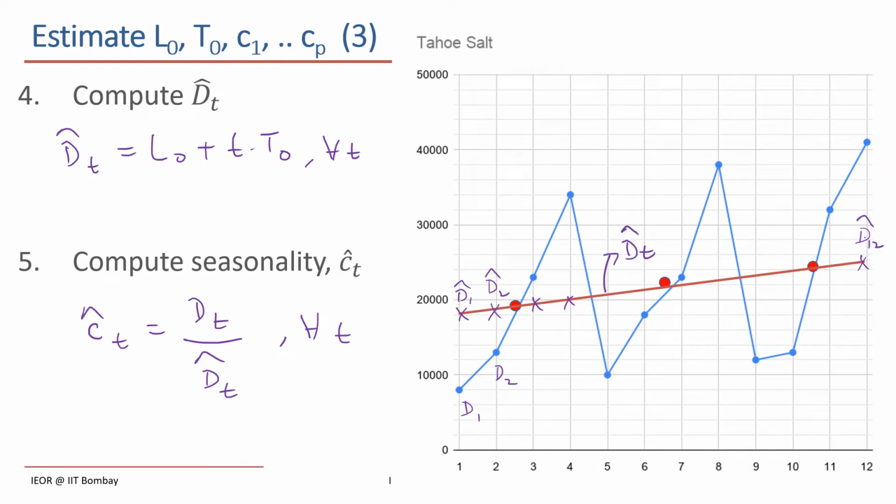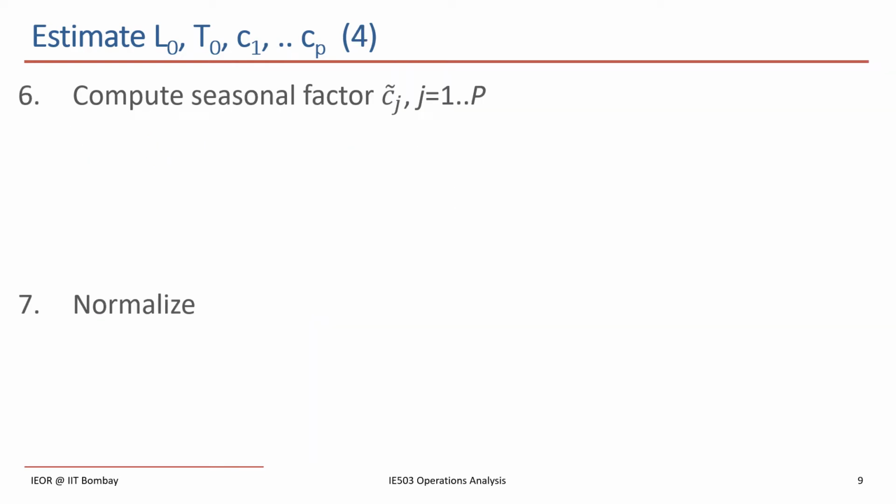Next, step 6 and 7. So by the end of step 7, we'll have the estimates of the seasonal factor coefficients. So before that, we'll do step 6. Now we have to compute the seasonal factor C tilde of j. In C hat of t, I will get the seasonal component of all values of t. So in the seasonal factor C tilde of j, what you are going to simply do is average.